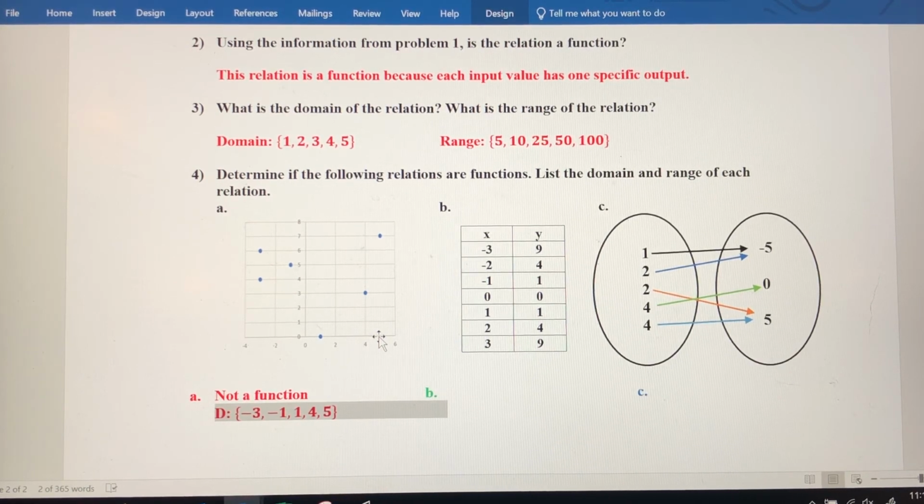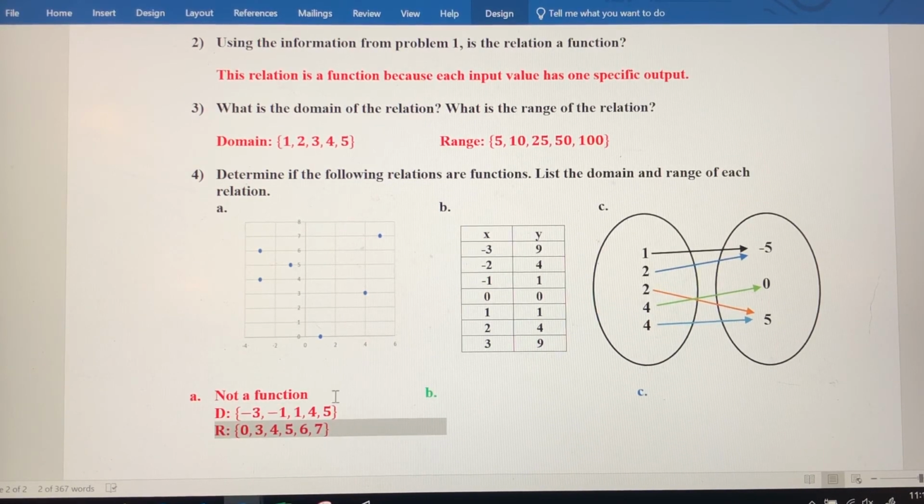The range is the y values, the y coordinates. So we'll go in order from bottom to top. This y coordinate is 0. As we move up, the next point is here at 3. So we've got 0 and 3. Next one is going to be at 4, then 5, then 6 here, and finally the largest y value is 7. So 0, 3, 4, 5, 6, and 7. So that should be my range.